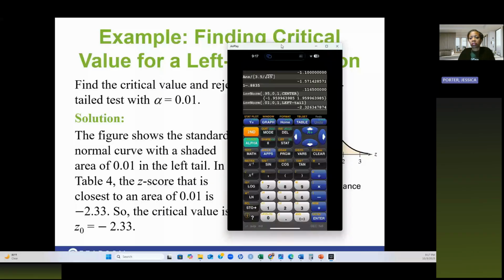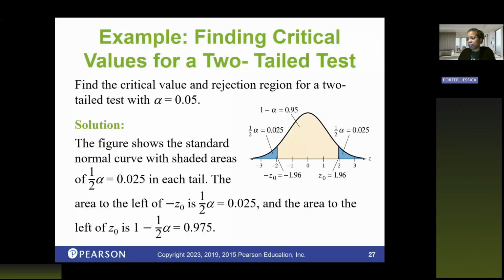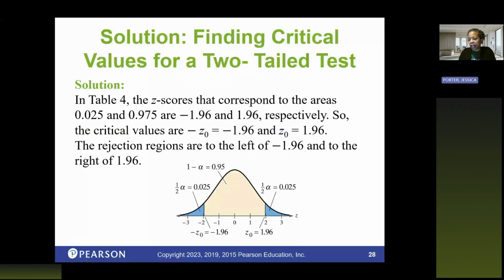Why is this important? Because we need that value so we can compare it to the Z statistic. What this is doing is telling us, okay, at negative 1.96 and 1.96, those are my cutoff points. If there's anything outside of those two, then this is in my rejection region. Okay.